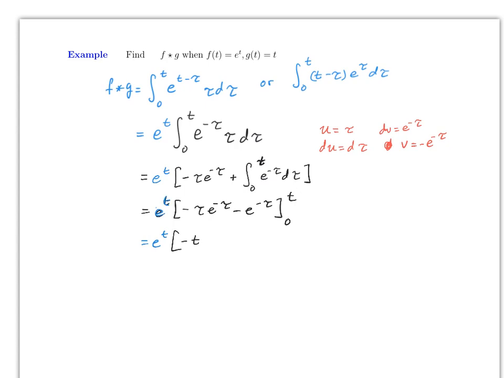It will be minus t e to the minus t minus e to the minus t, then minus, you plug in 0, this will give you minus 0 e to the 0 minus e to the minus 0, which is just 1. So if you multiply this, you distribute, this will give you minus t, and then it will give you minus 1. And here minus and minus is plus, so this is plus 1 times e to the t. So this should be e to the t.